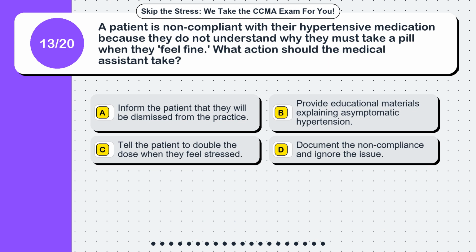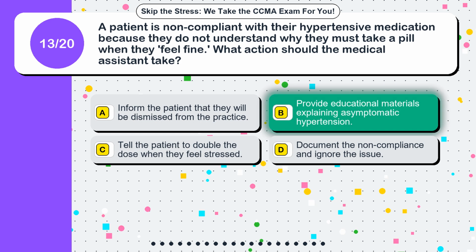Question 13. A patient is non-compliant with their hypertensive medication because they do not understand why they must take a pill when they feel fine. What action should the medical assistant take? Option A. Inform the patient that they will be dismissed from the practice. Option B. Provide educational materials explaining asymptomatic hypertension. Option C. Tell the patient to double the dose when they feel stressed. Option D. Document the non-compliance and ignore the issue. The correct answer is option B.